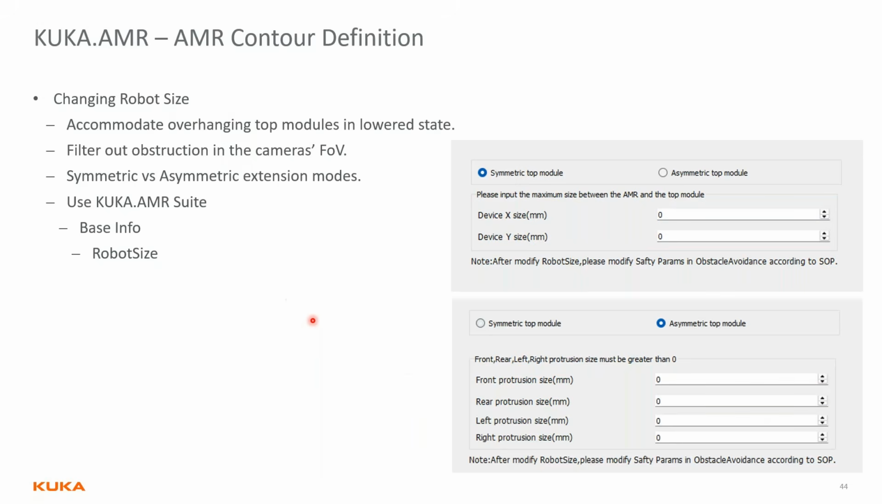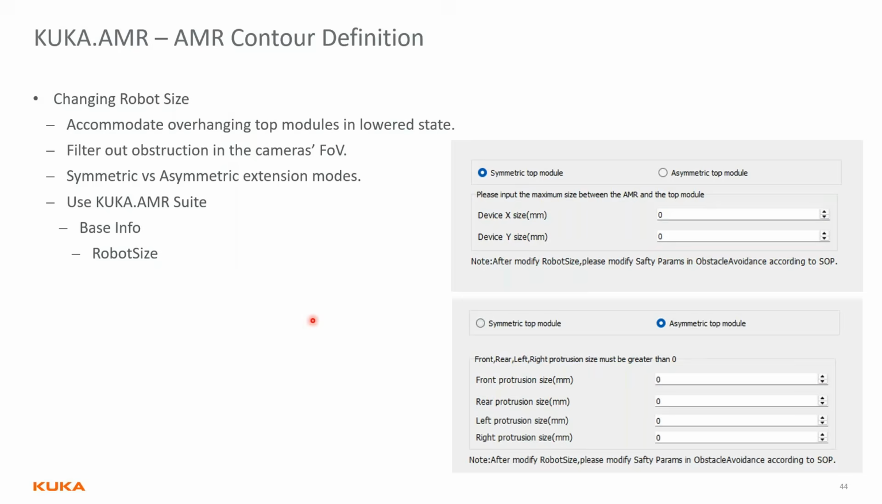Otherwise, the AMR is not going to take the top module into account when it's doing obstacle avoidance. It doesn't know its size, so it tries to do something, and if it sees an obstacle that's not at the height of the scanner, and maybe it's on the side where the cameras don't see it, there could be some blind spots where it could hit that object. So you want to have that considered.